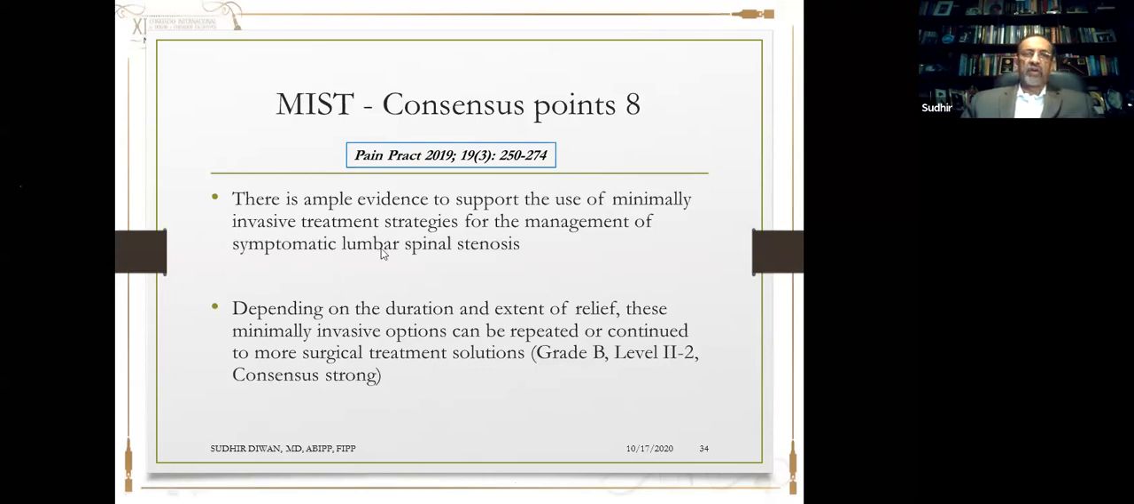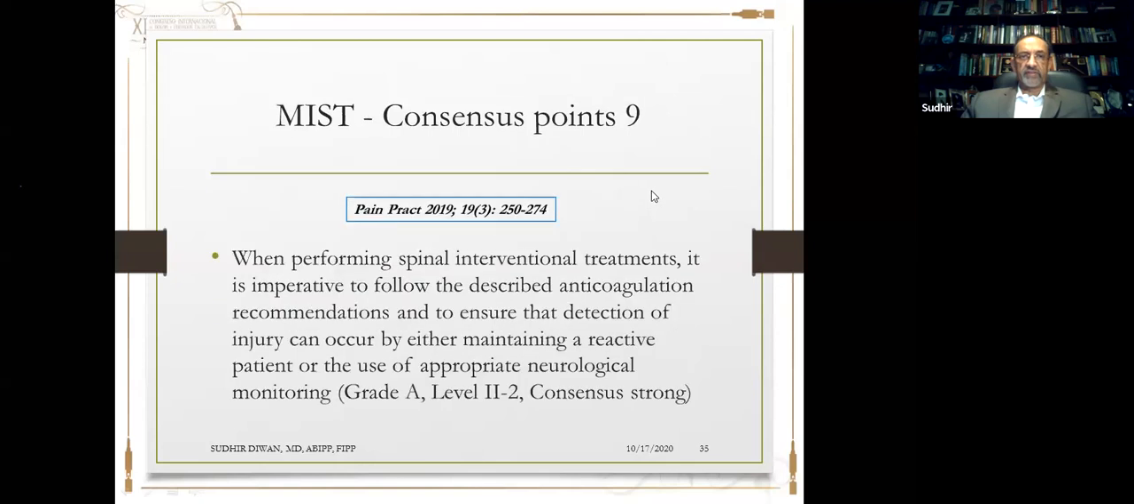So now we have a lot of level 1, level 2 evidence for the minimally invasive options to offer before a patient is sent to surgery. Depending on the duration and the extent of the relief, the minimally invasive options should be offered to our patients. When performing the spinal interventional treatment, it is imperative to follow the described anticoagulation guidelines.